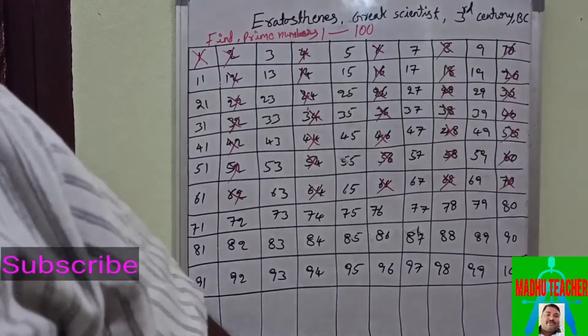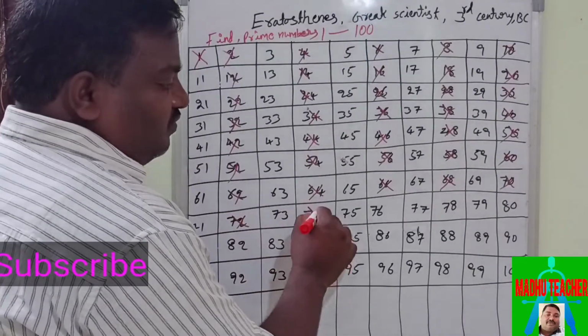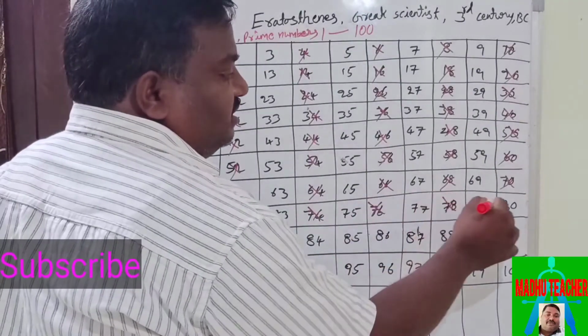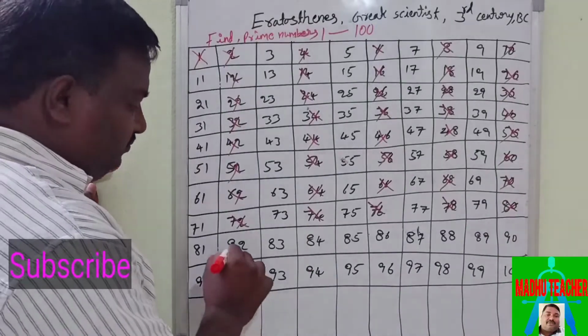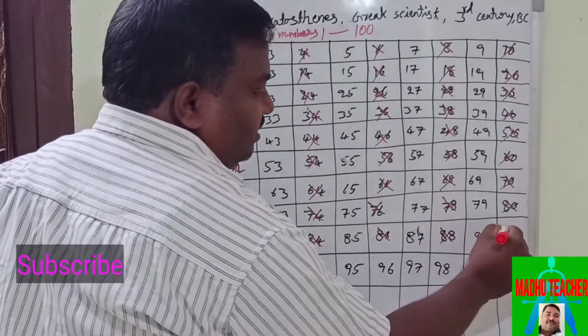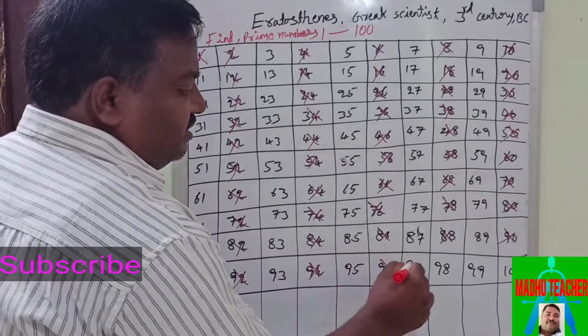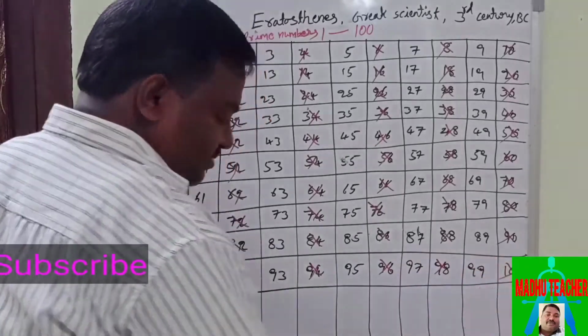72, 74, 76, 78, 80, 82, 84, 86, 88, 90, 92, 94, 96, 98, 100.